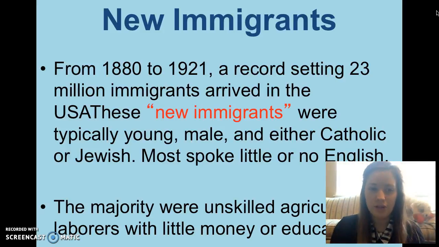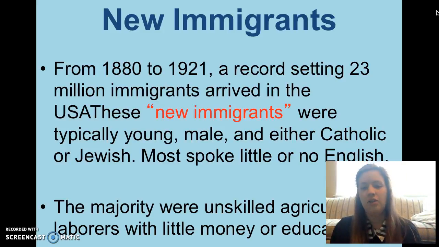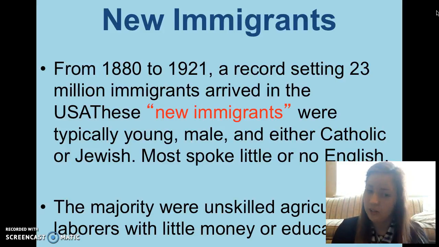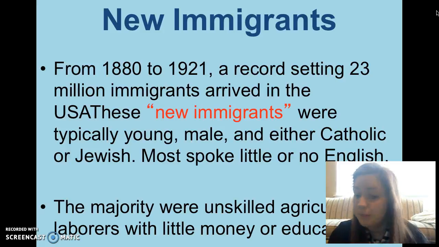Okay, so new immigrants. From 1880 to 1921, a record-setting 23 million immigrants arrived in the USA. These new immigrants were typically young, male, and either Catholic or Jewish. Most spoke little or no English. The majority were unskilled agricultural laborers with little money or education.